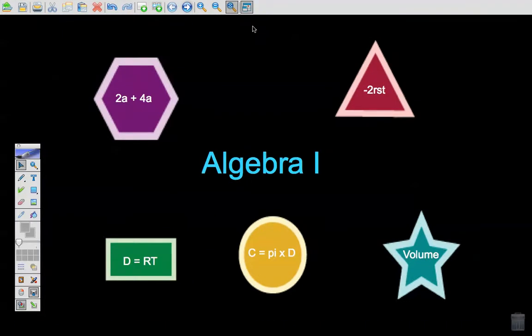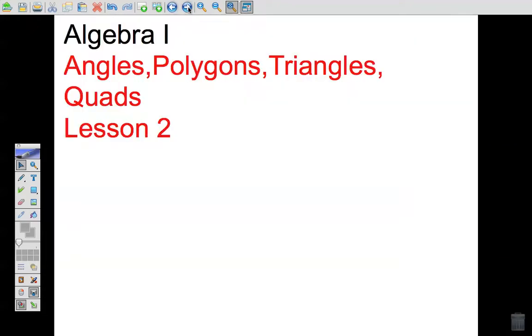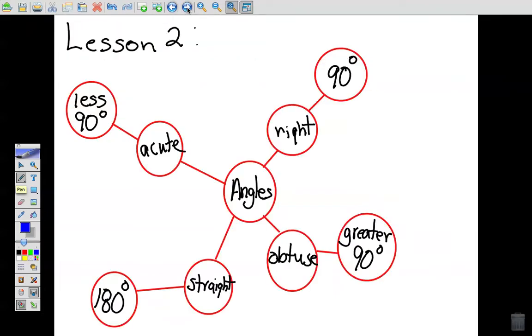Algebra 1, topic for our second lesson out of our typical text. Okay, the topic is called angles, polygons, triangles, and quadrilaterals. There's actually 4 things here. Don't freak out on it. A lot of information. You'll definitely need to have your notes on it, but that's what we're here for. Let's get into this.